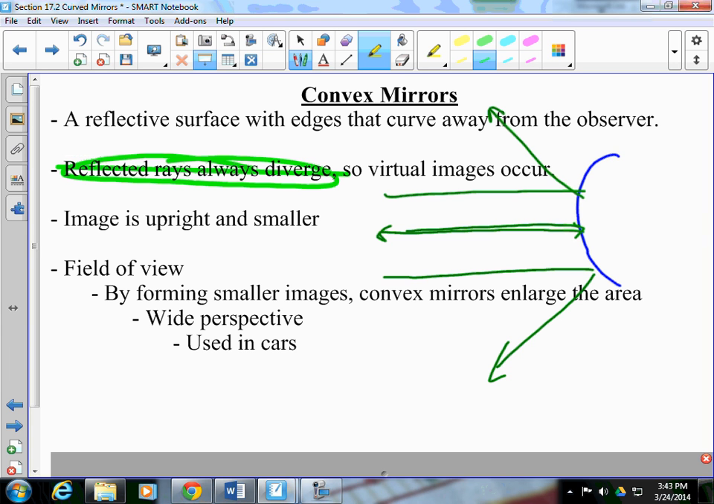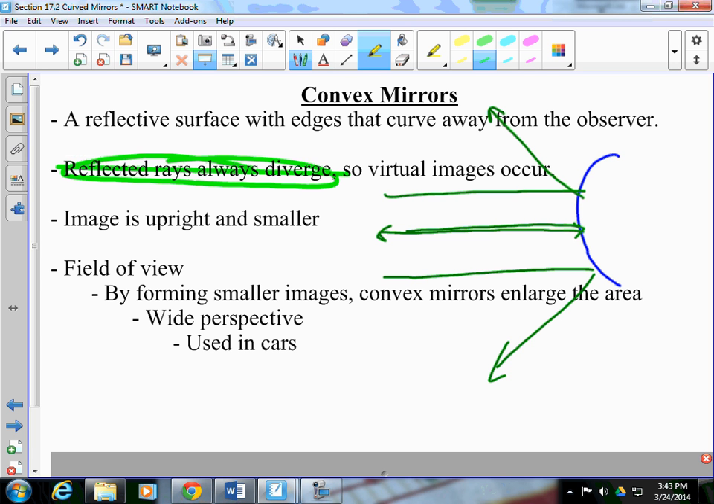So unlike yesterday when we talked about concave mirrors, and the distance of the object changed what the image looked like, that's not the case at all for convex mirrors. The image will always be virtual, upright, and smaller.